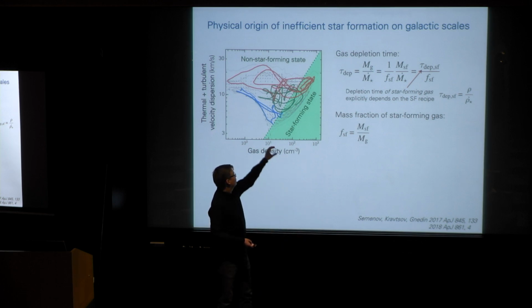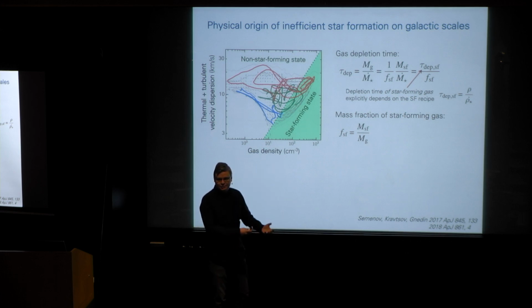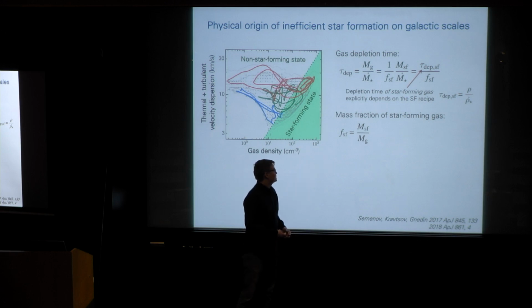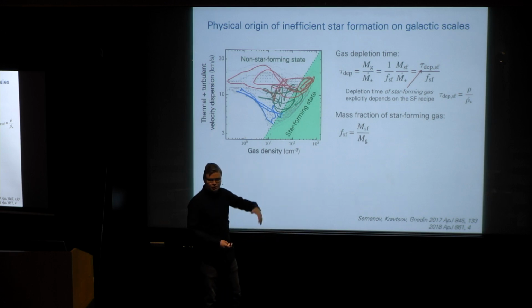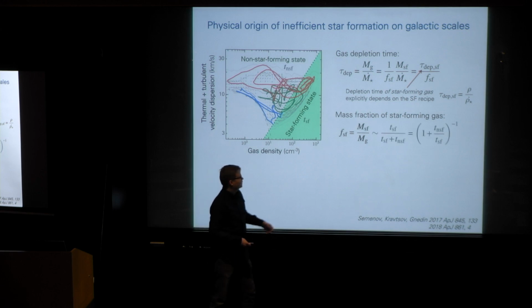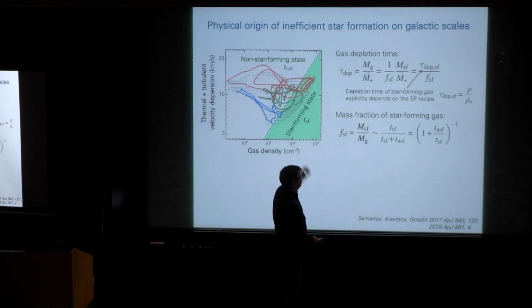And we can rewrite it as a depletion time only in the star-forming state, divided by the mass fraction of gas in the state. The depletion time of star-forming gas depends on properties of star-forming regions, such as local efficiencies of star formation, but the mass fraction of gas in this state depends on the processes that supply and destroy star-forming regions. So we can write it as a ratio of time scales that gas spends in these two states.